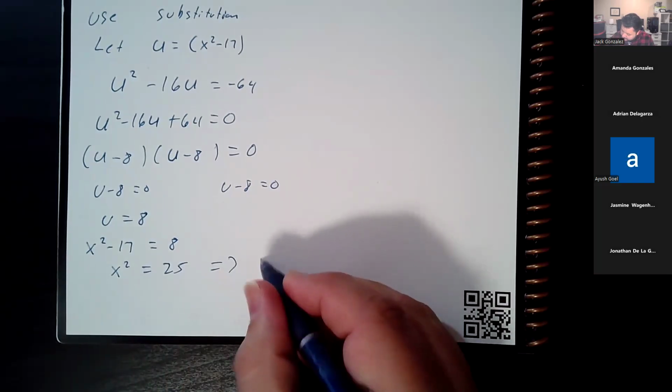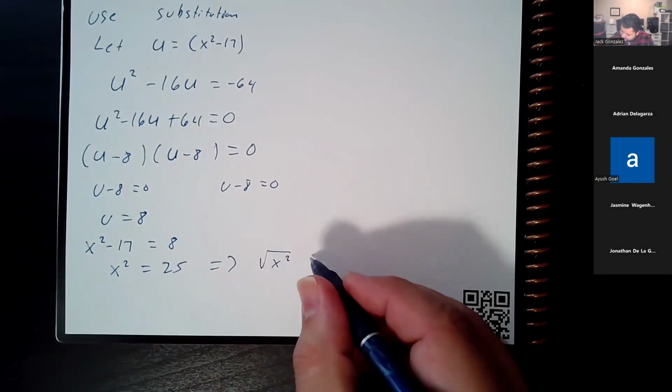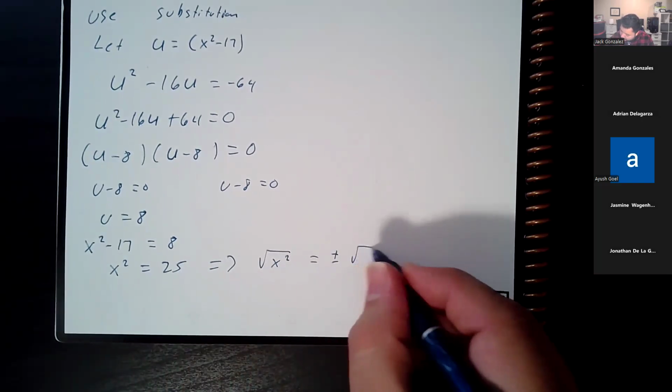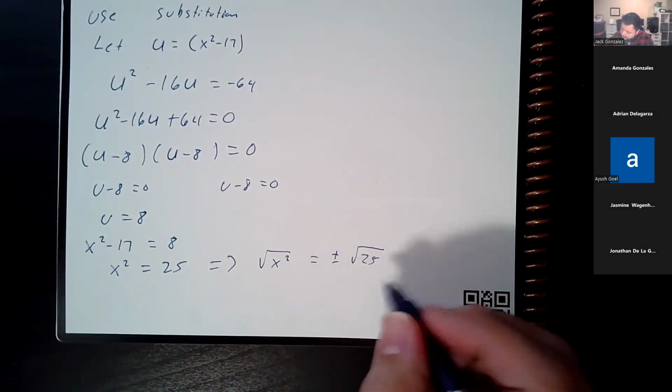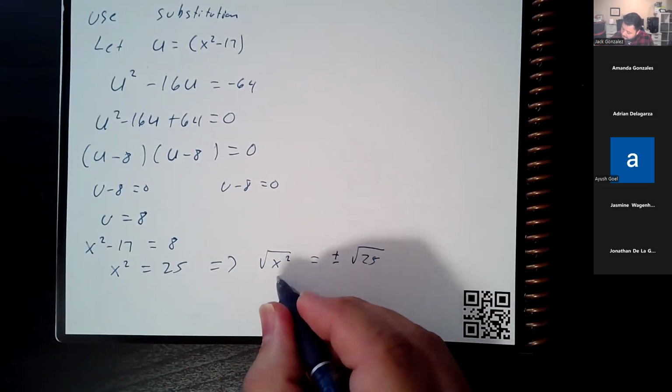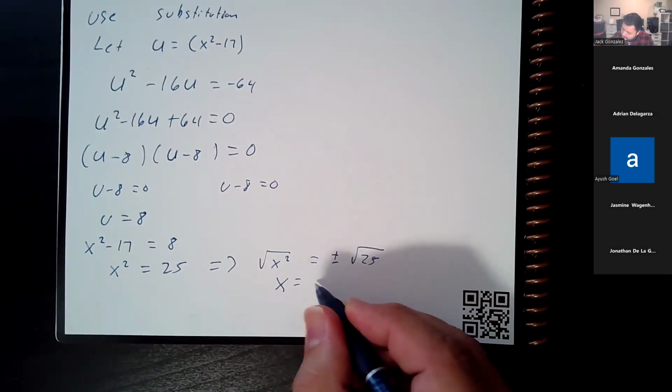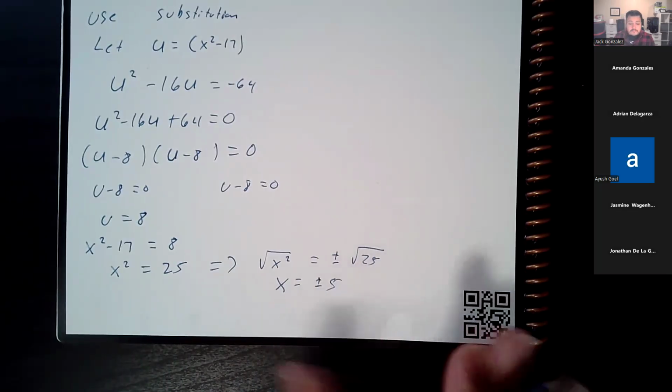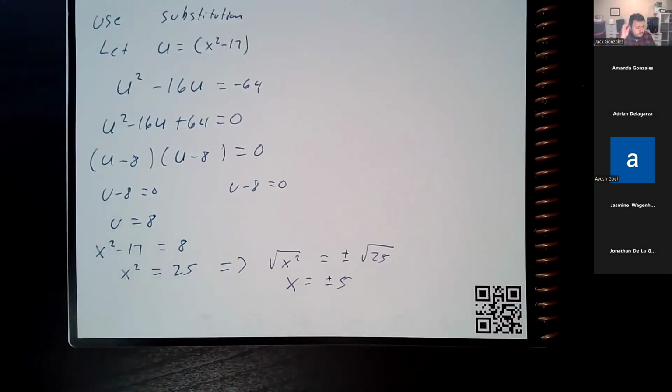Square root both sides. We're running out of space here. Whenever you square root, you have to tack on that plus or minus. So we get two answers, plus or minus 5. Any questions on 18?